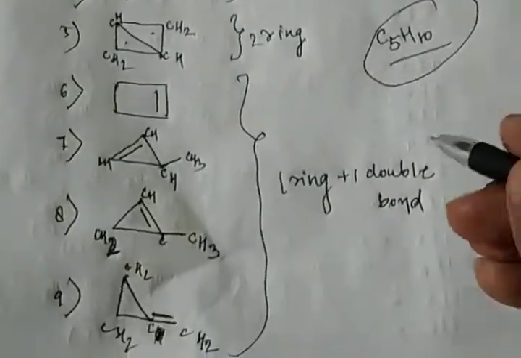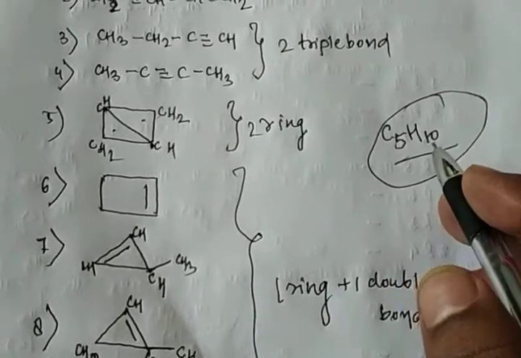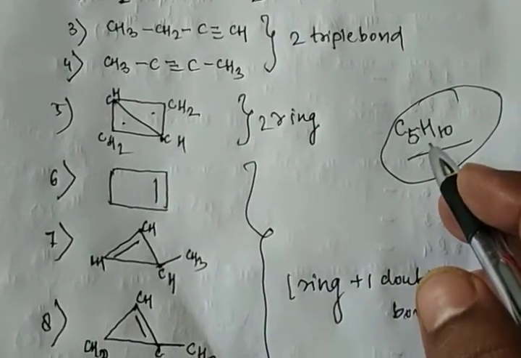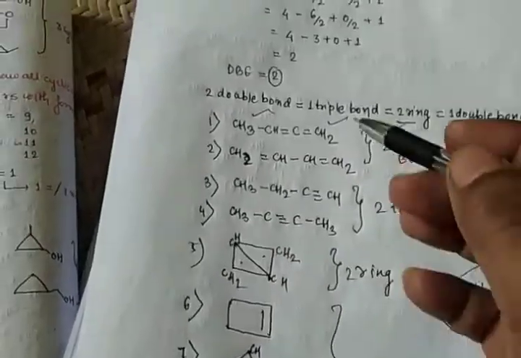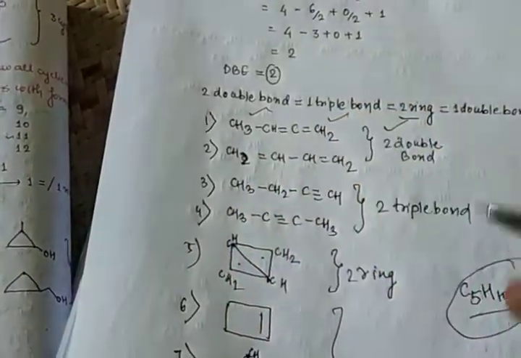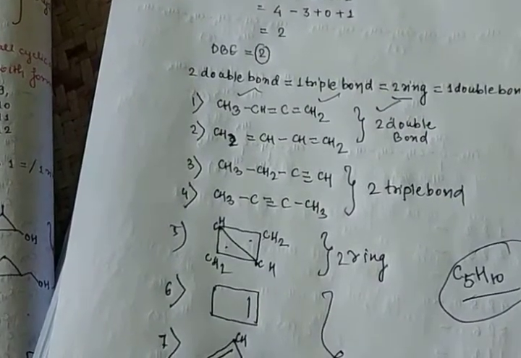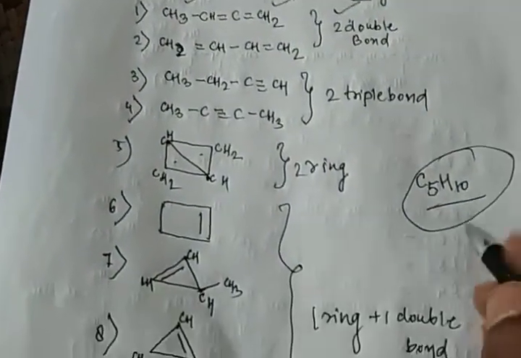Now the last topic is this. Your homework is C5H10. Just solve C5H10, okay, clear? C5H10 based on this topic. First you find DBE, then after how many double bonds, how many triple bonds, how many rings: 2 rings, 1 double bond. So this is your homework.